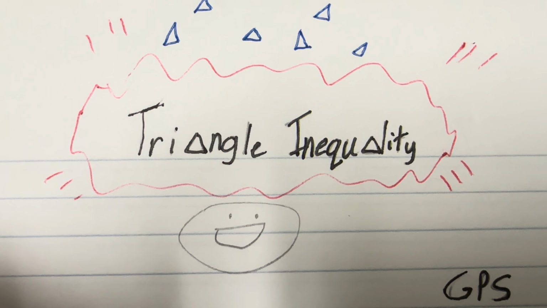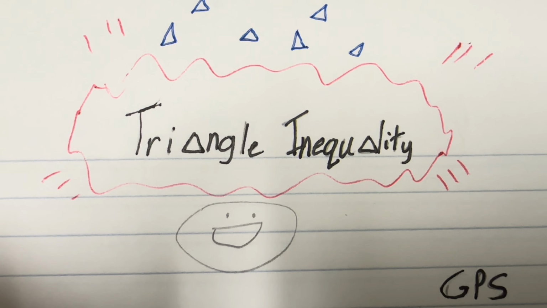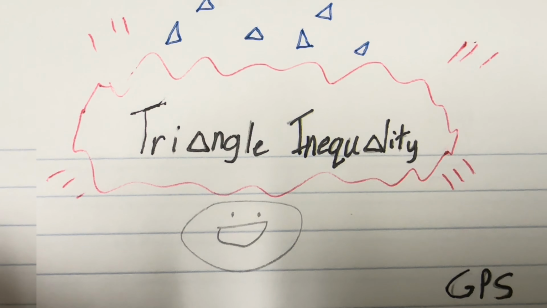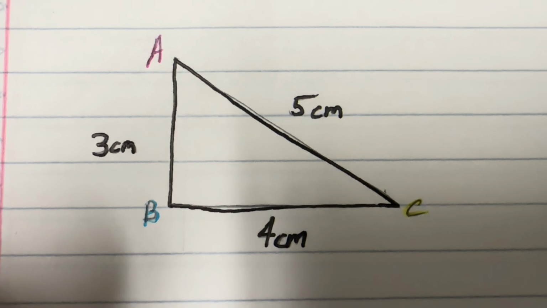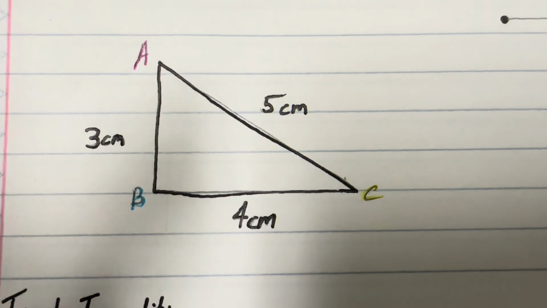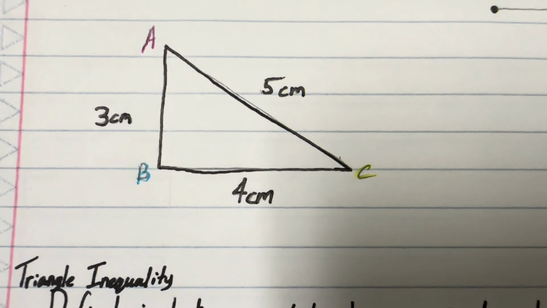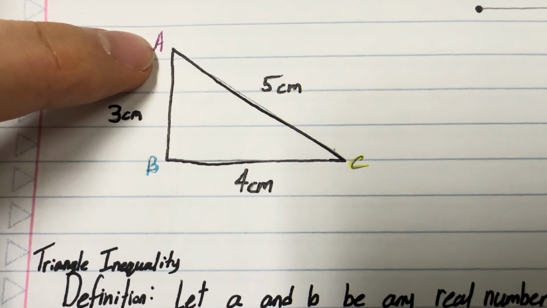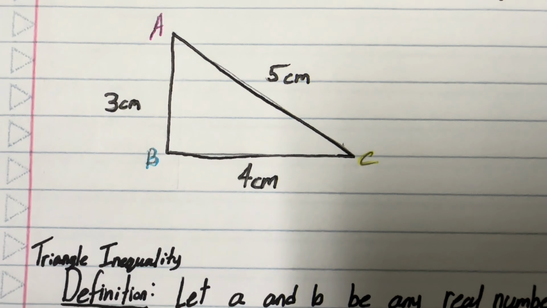Basically, what the triangle inequality says is that going in a straight line is shorter than taking extra turns or stops. Let me demonstrate. Here we have a triangle of lengths 3, 4, and 5 centimeters, and each corner can be a point. Let's call this one point A, this one point B, and this one point C.